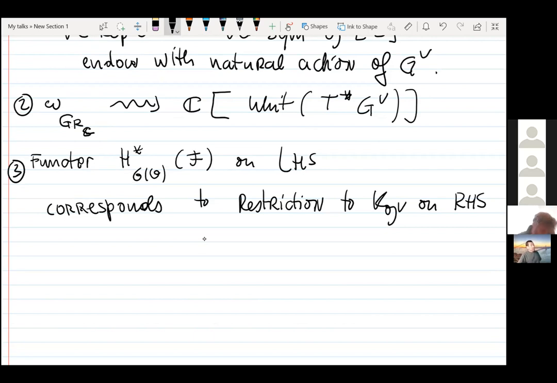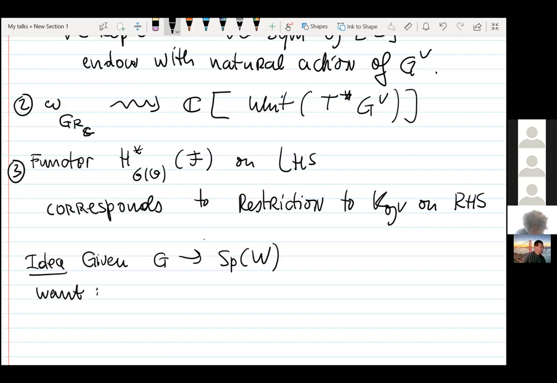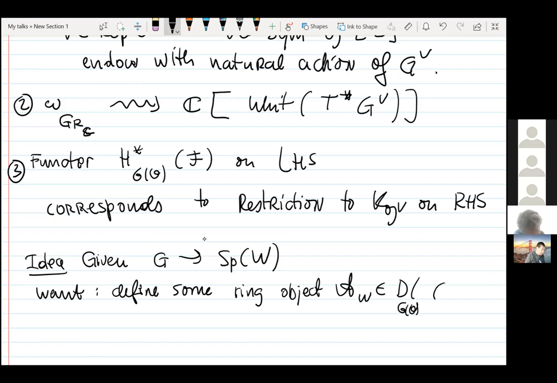Now, coming back to this story coming from gauge theory. The idea is that, given G and a symplectic representation, what you want is to define some ring, actually a commutative ring object, which we call A_W, in this derived category, and then apply the Satake equivalence to it.